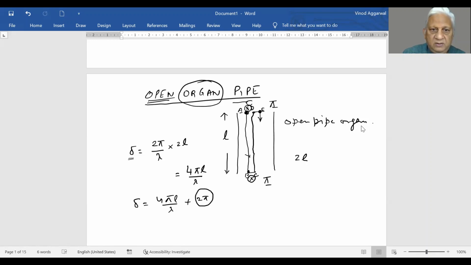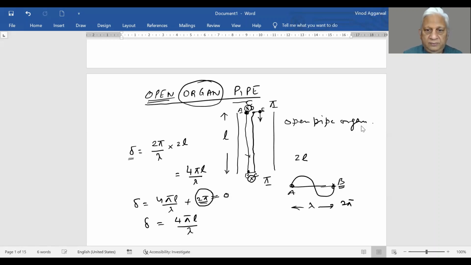What is 2 pi phase difference? 2 pi phase difference means no phase difference, because if a wave travels from A to B, it has covered 2 pi distance. But at B again, it is in the same phase as it was at A. So the total phase difference is zero because it has traveled one full wave. So we can say the total phase difference is 4 pi L by lambda.